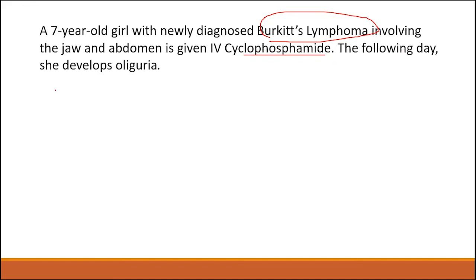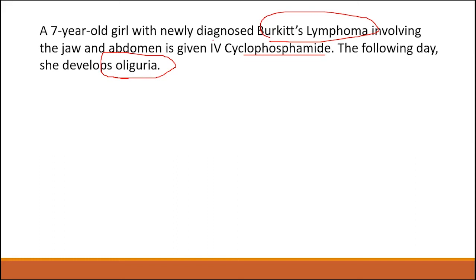The following day, she develops oliguria. That means few fluids are going out of the body, or the urine is not really that much. So the question now is, what is wrong with this patient? Don't forget, the patient is on chemotherapy.